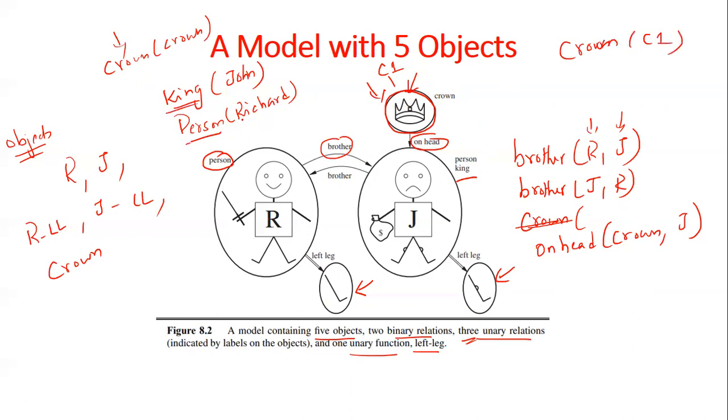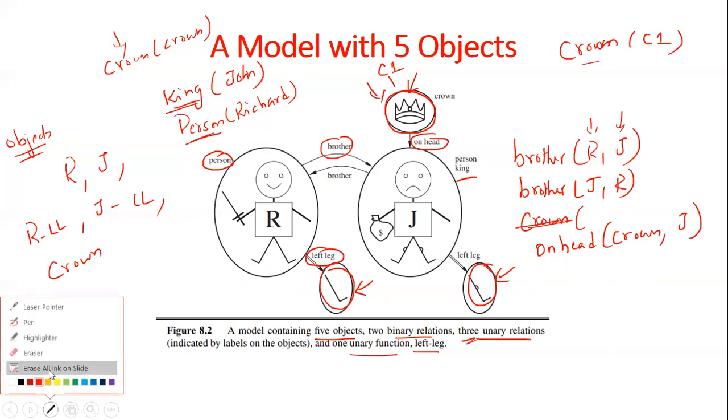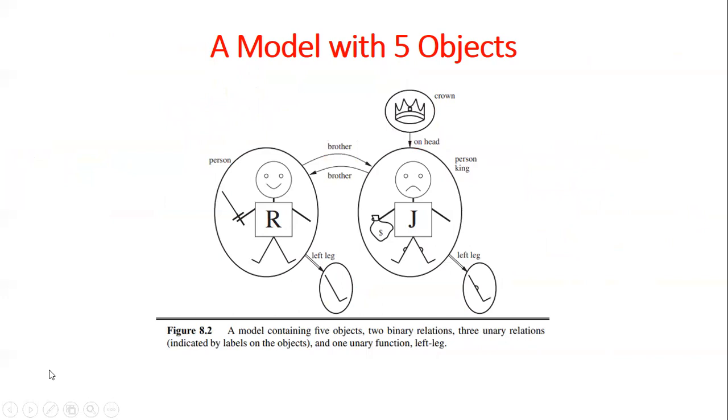So king, person, and crown are unary relations. And we have one unary function, that is left leg. So left leg of Richard represents this object, Richard's left leg. And left leg of John represents this object, John's left leg. Right? So this is what this example represents.